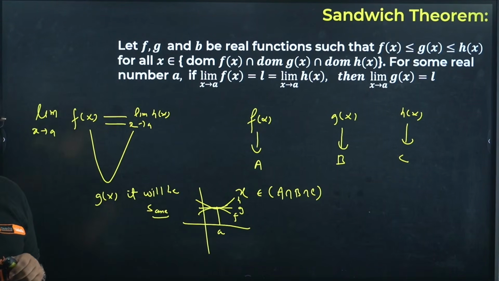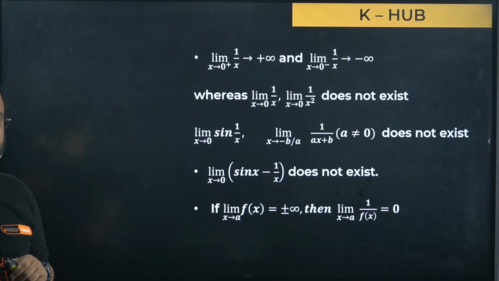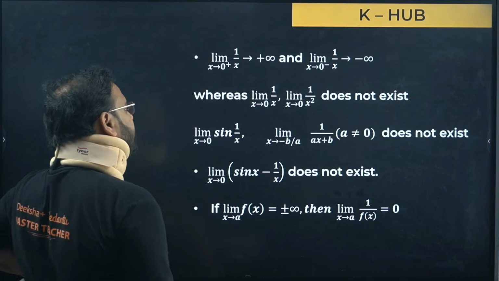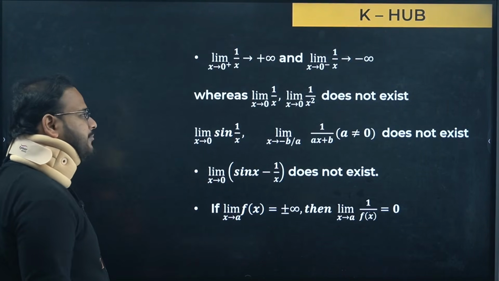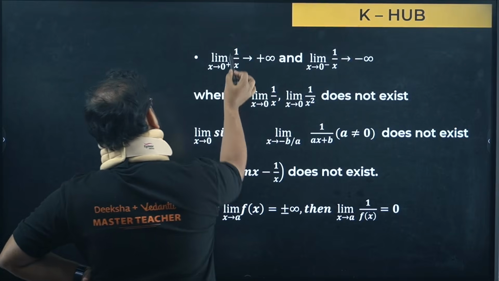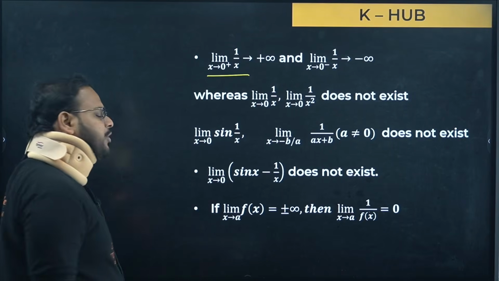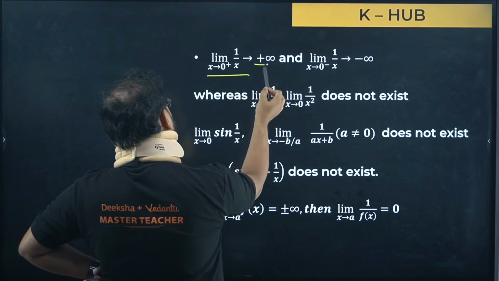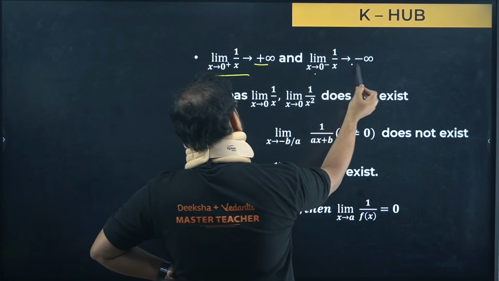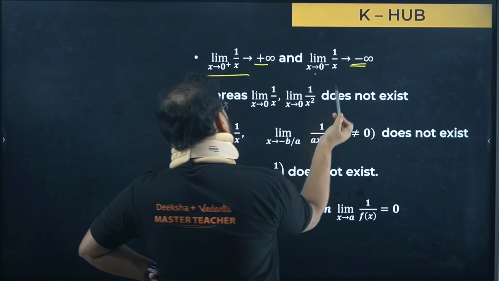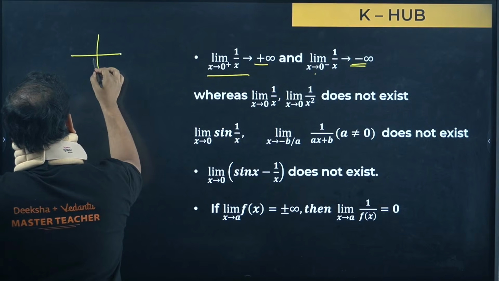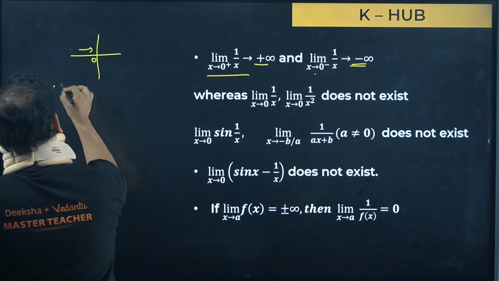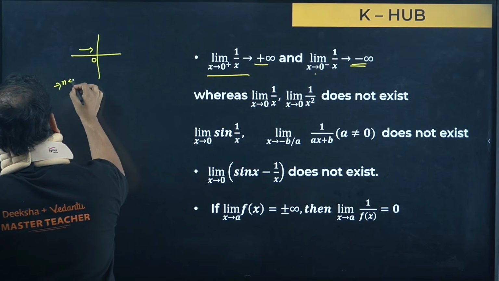In the knowledge hub today, please check some standard limits. They are very useful to us. 1 by x is very useful in question solving, and one of the PYQs is based upon this. 1 by x when x tends to 0 from the positive side is plus infinity, and from the negative side it is minus infinity, because if you go to 0 from the negative side, any value you take will be negative in nature.